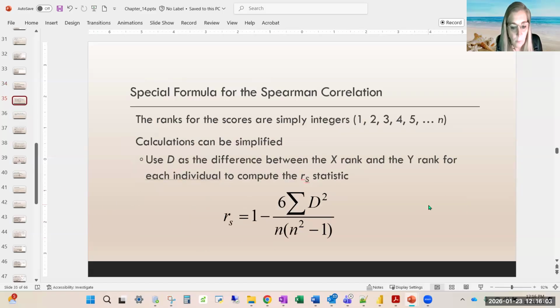All right, here's the formula for the Spearman correlation. The ranks for the scores are just integers, 1, 2, 3, 4, 5. Remember, you're assigning numbers to non-numerical data, just data that has an order to it. Calculations can be simplified. You use D as the difference between the X rank and the Y rank scores for each individual to compute the R statistic. Okay.